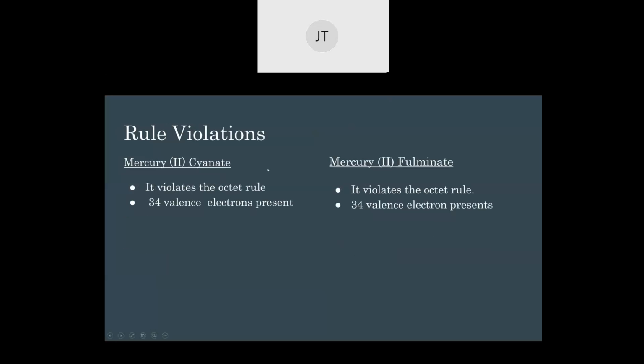Rule violations. Both mercury 2 fulminate and mercury 2 cyanate violate the octet rule, and there are 34 valence electrons present. The octet rule, just as a reminder, is violated due to the total valence electrons being odd, or whenever a bonded atom has either fewer or more than 8 valence electrons.